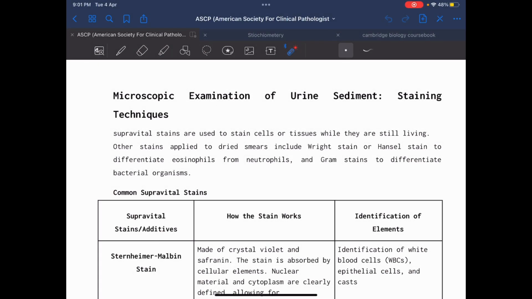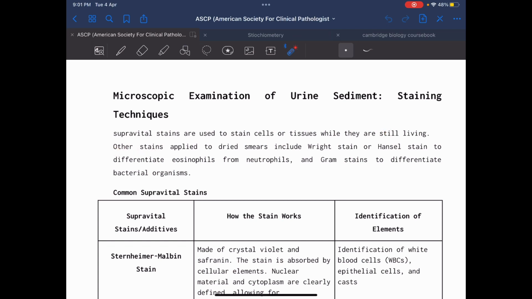النهاردة هنبدأ في بارت 2 لليورين اناليسيز. هنتكلم النهاردة على الميكروسكوبيك اكزامينيشن لليورين سيدمنت. هنتكلم على الستيننج تكنيكس. Supravital stains are used to stain cells or tissue while they are living.